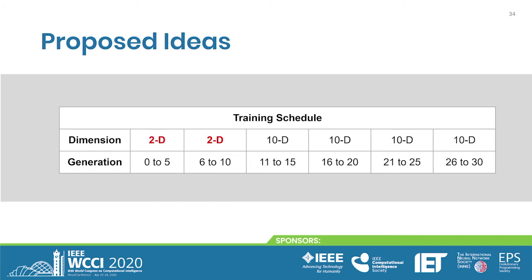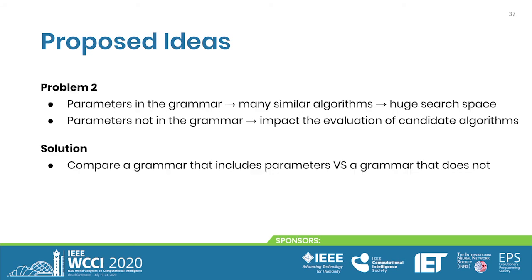But in the first few generations, we could use an easier version of the target problem. It could start at 2 dimensions and move to 10, or start at 5, or even a more granular increase. Now, for the second problem, we compare the generated algorithms of a grammar that includes parameters against the ones from a grammar that does not include them.